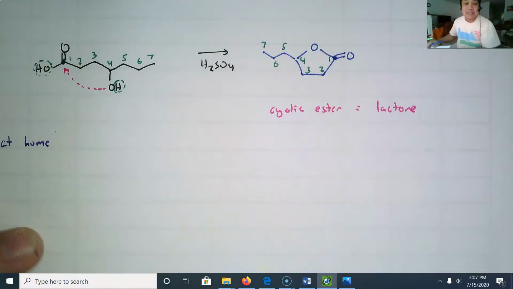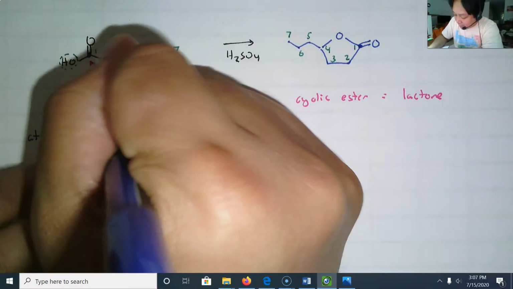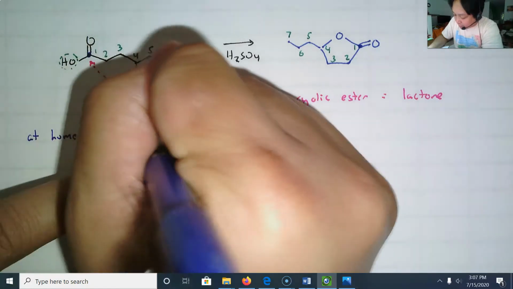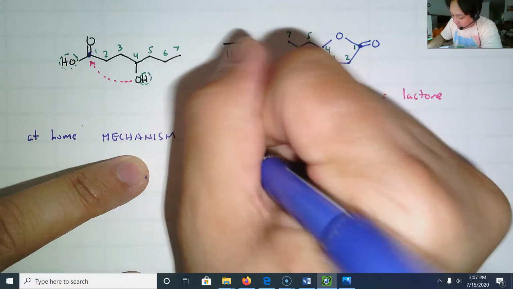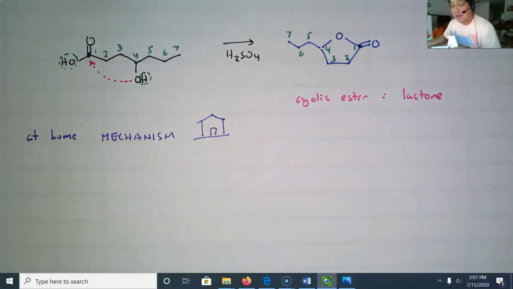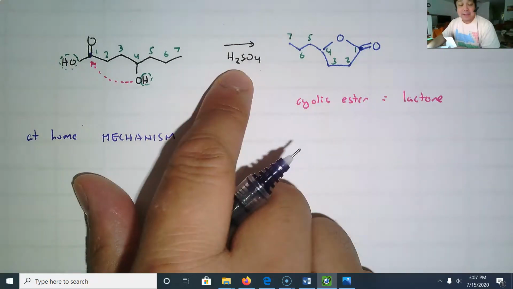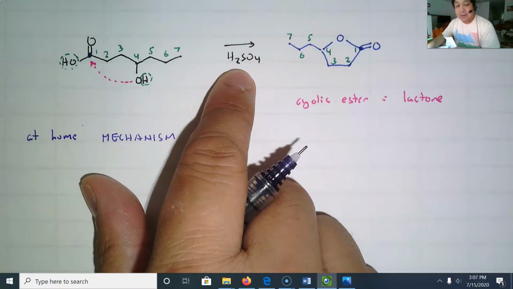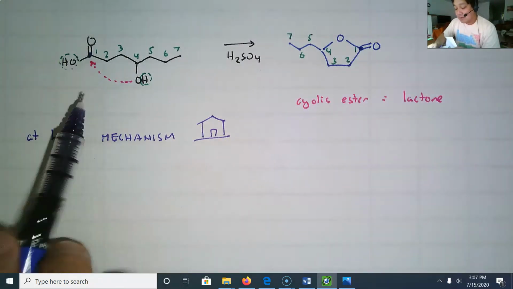At home, what do you think I'm going to ask for the mechanism? Try to apply what you saw in the template and try to apply it to this. What was the first step? The way that I'm suggesting my students to learn mechanisms is to memorize the first step. It's not that bad. We have an acid. You got to protonate something.